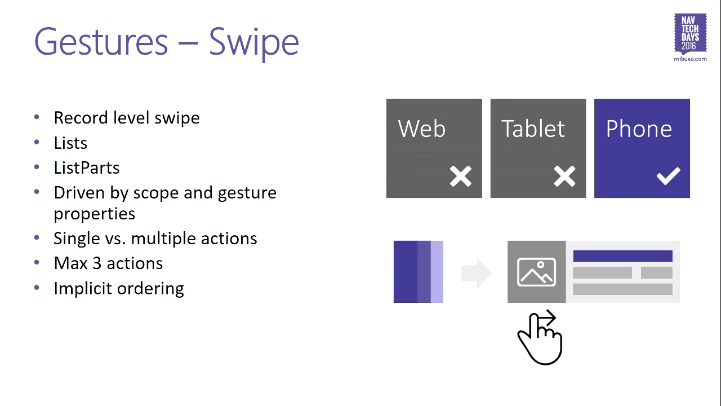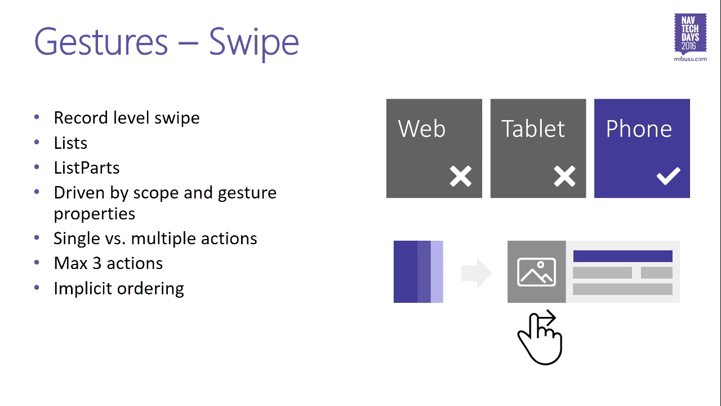Yes, so I'll start with the swipe action. I'm sure you already saw this in the keynote and everything, but I'm going to get into more details. You can define a record level swipe. What this means is that the action you define will be bound to the specific record the user is interacting with. Like we saw, we created a sales invoice for that user. That's what swipe action can do. This works in list parts and list pages, and they work on the phone client right now. They are driven by the scope property and the gesture property. I'll show you how you can do that.